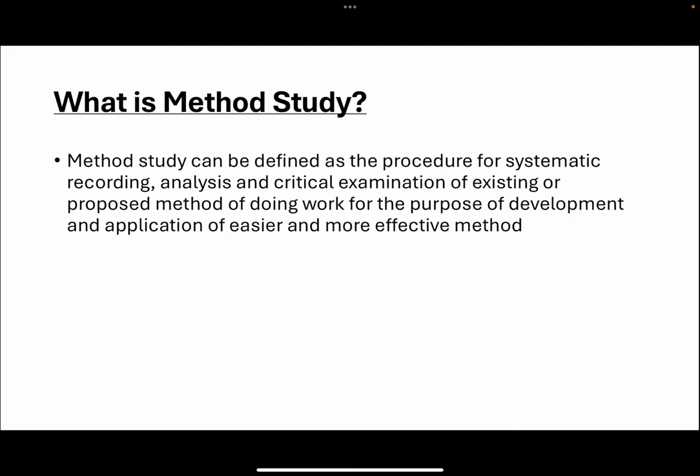So what is method study? Let us define it in a different way. It is defined as the procedure for systematic recording, analyzing, and critical examination of existing or proposed methods of doing work for the purpose of development and application of easier and more effective methods. It is easy to remember that we are trying to find the best method by systematic recording, analysis, and critical examination of the existing method.